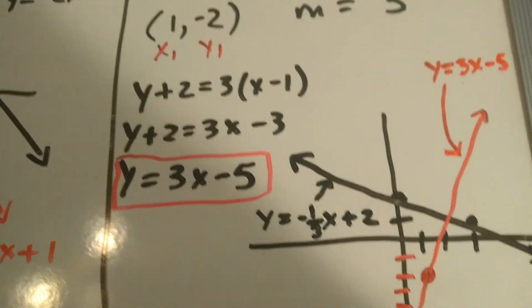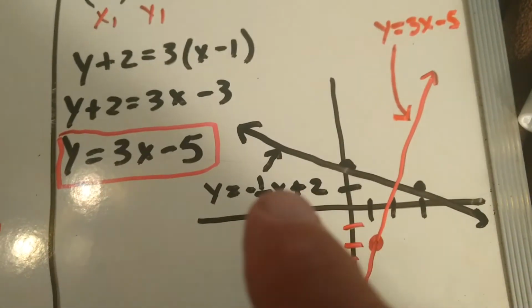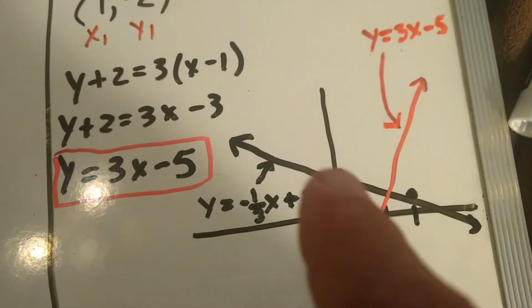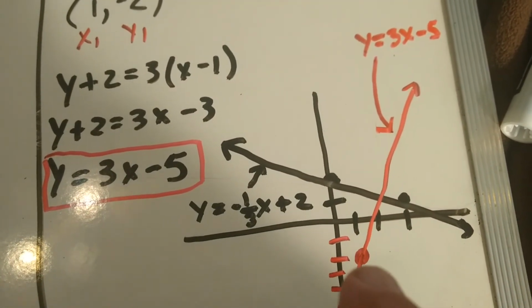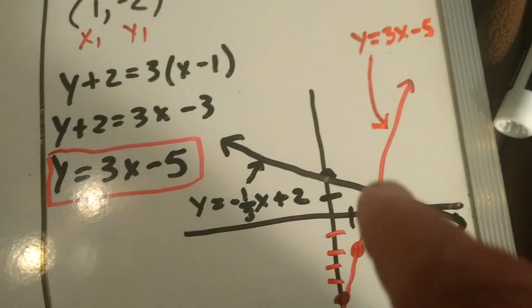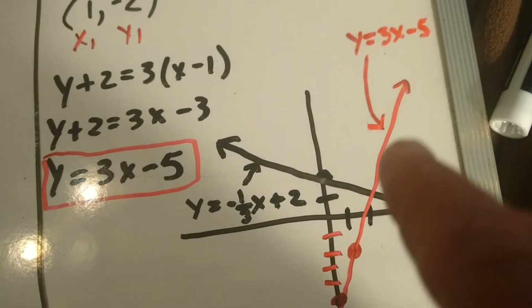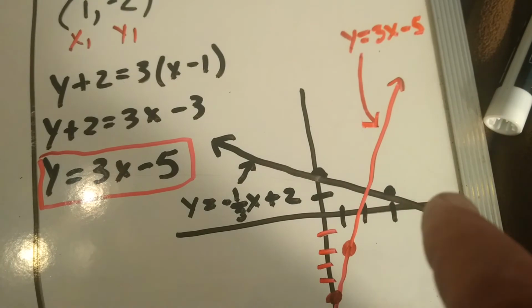I'm going to come down here. I've graphed y equals negative 1/3 x plus 2 in black. Here's the point 1, negative 2. I've drawn a line in red to show that it's perpendicular. Remember, perpendicular lines form right angles.